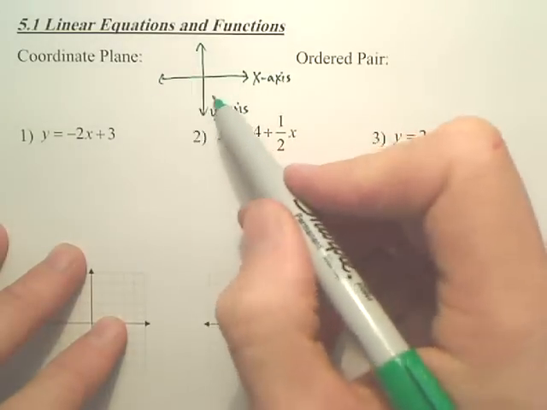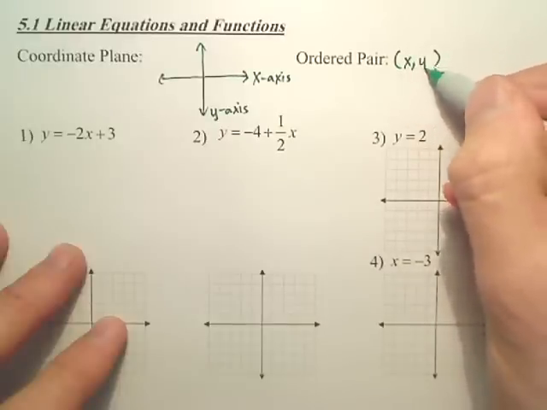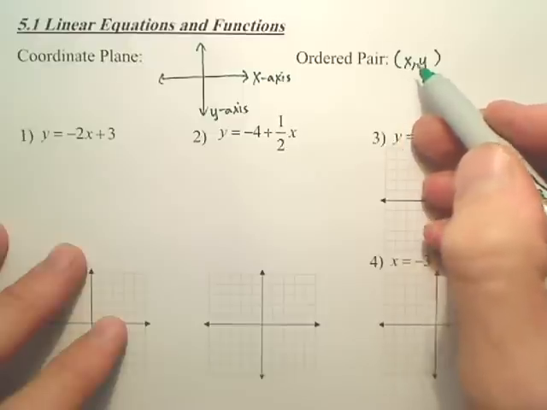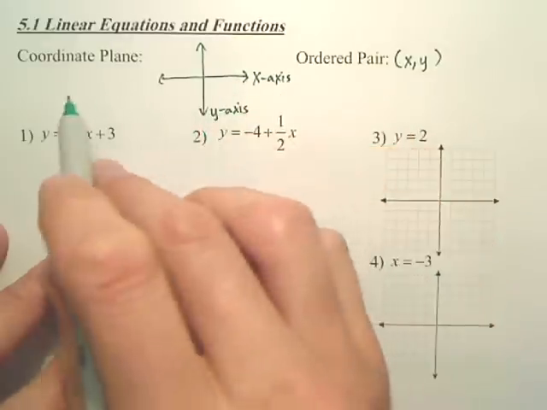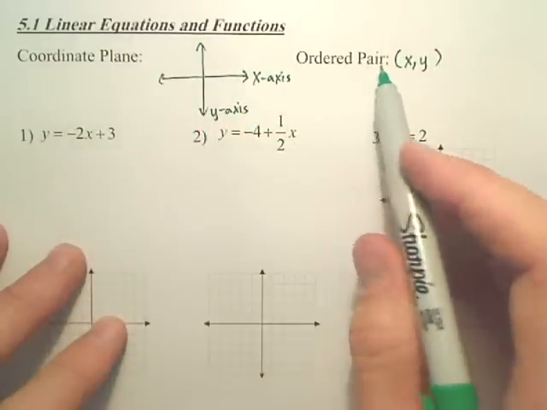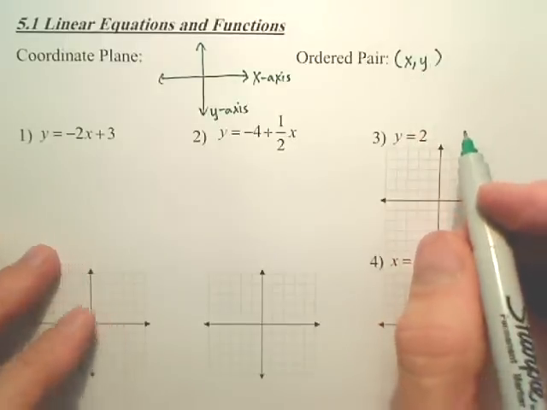Now, there are points on a coordinate plane, and those are called ordered pairs. The coordinates are always x and then y. Again, you have the x-axis and the y-axis. That's called a coordinate plane. You have ordered pairs, which are the points on that, and they are always x then y.